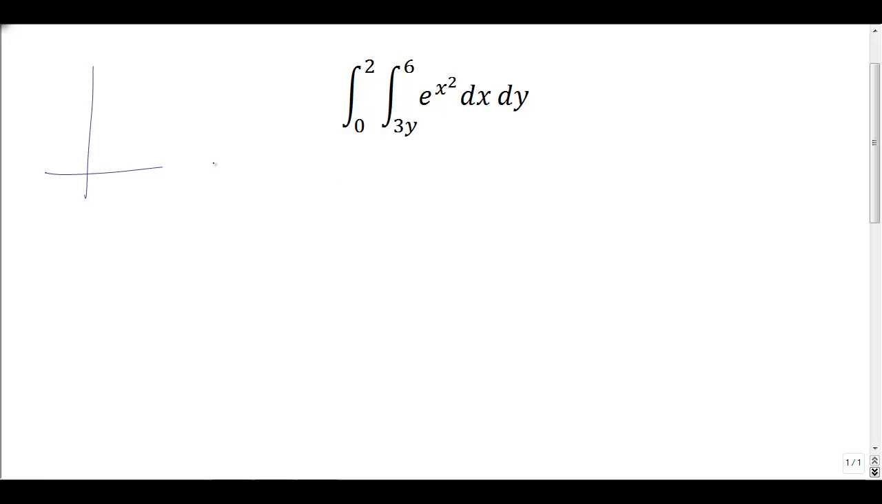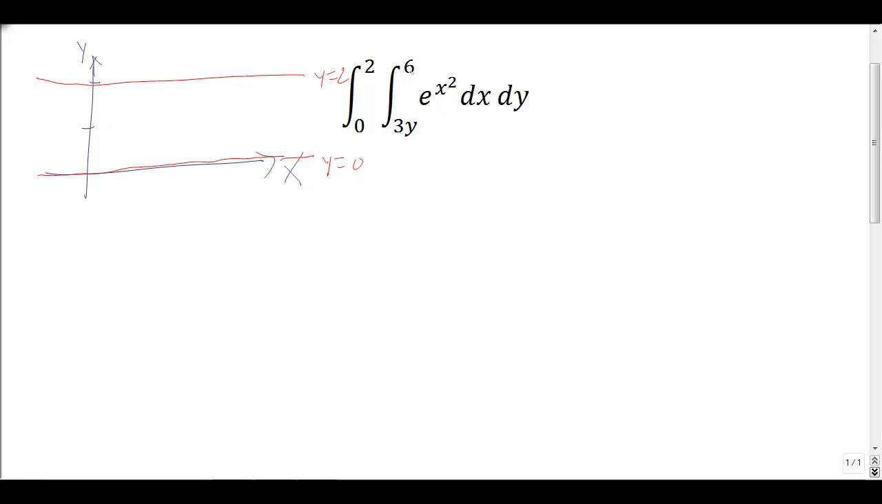So I'm going to draw my xy axes, and I'm going to do the y bounds first. Y goes from 0 to 2. So there's 0, 1, 2. So here's y equals 0. This function here, so it's y equals 0. And then we have a function y equals 2. We know our region is between these two red lines.